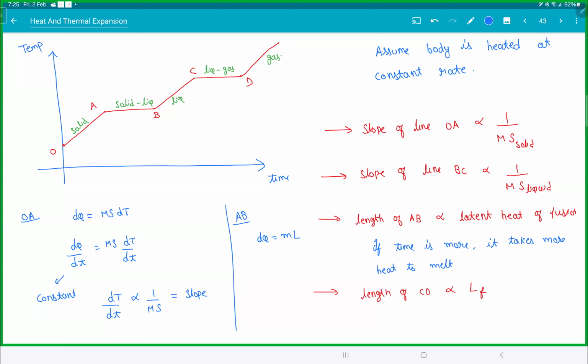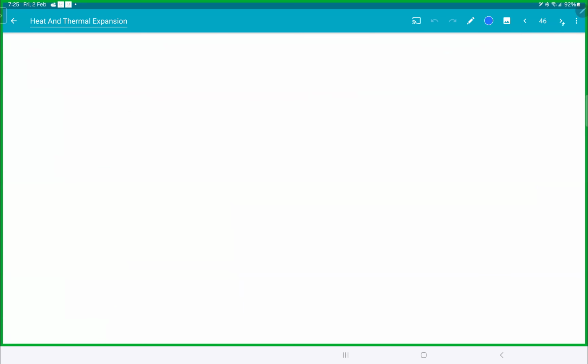Any doubts on this page? Clear? Great. So tell me this answer.